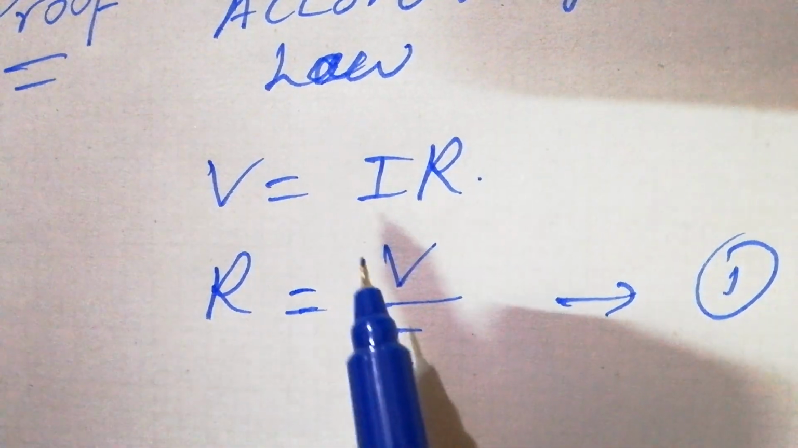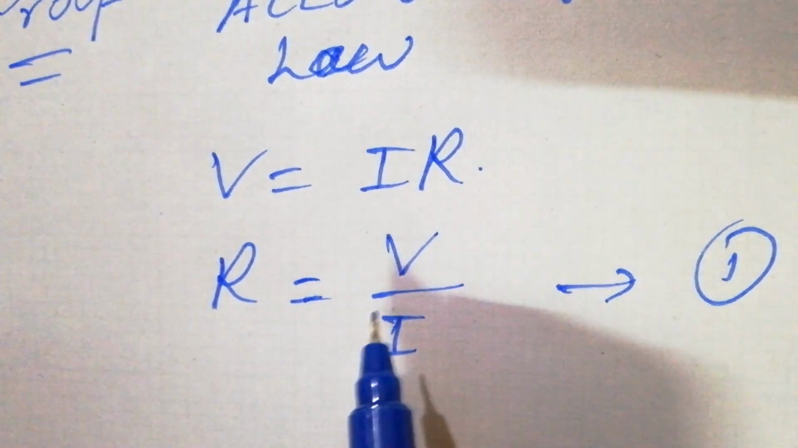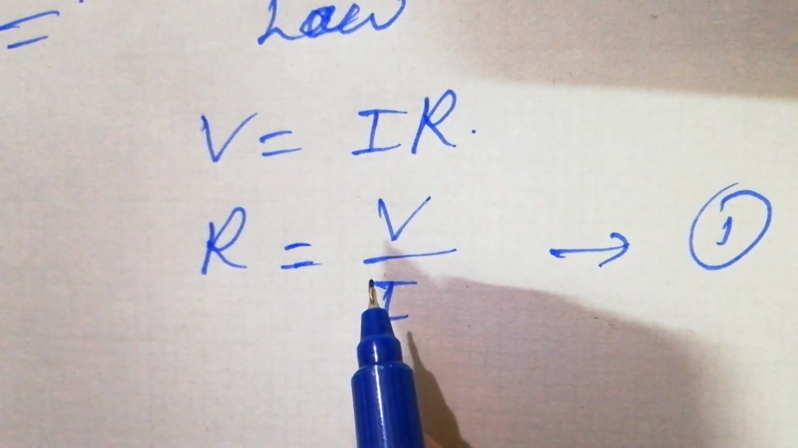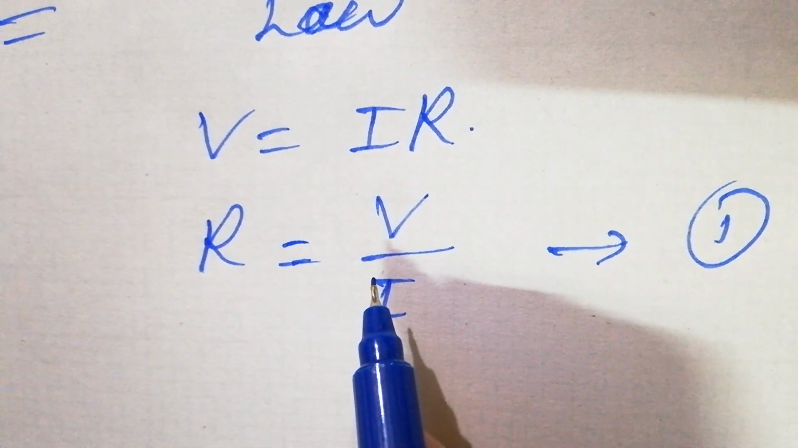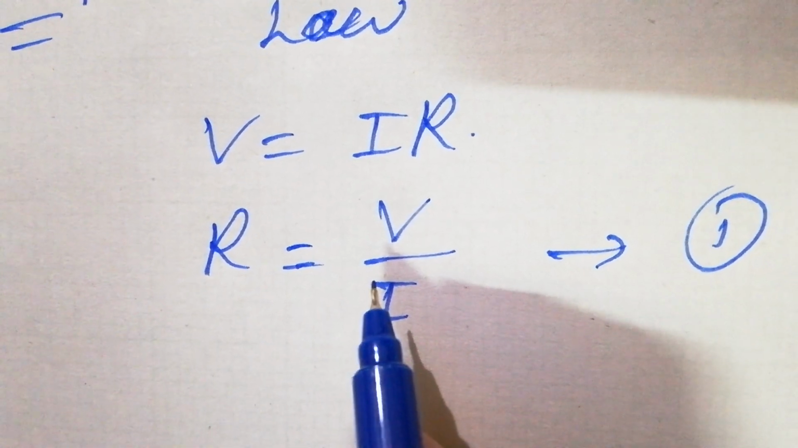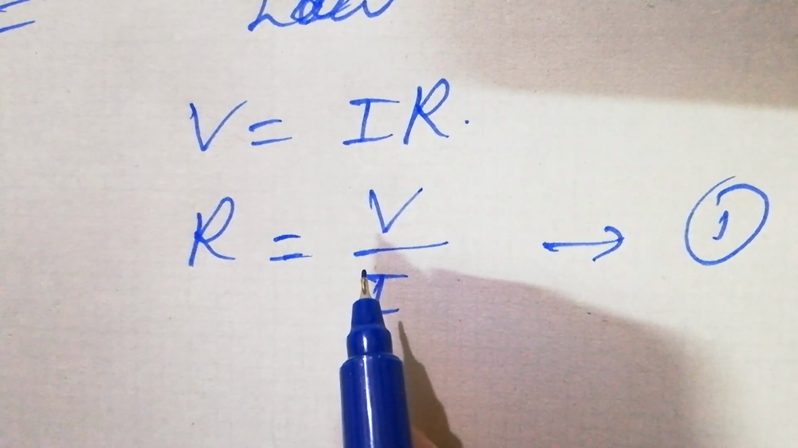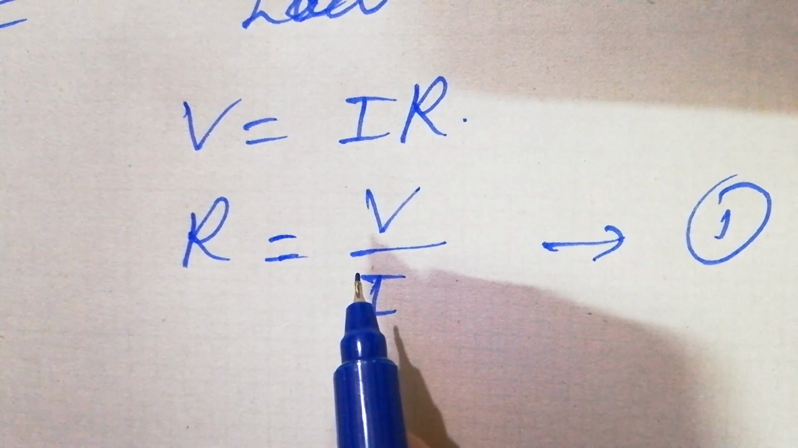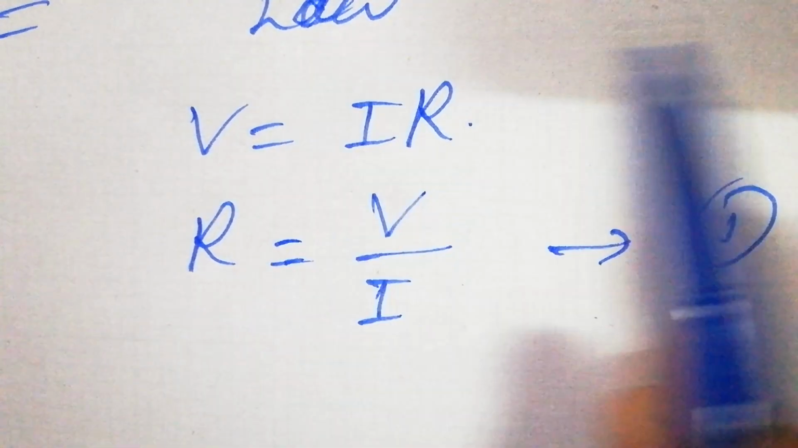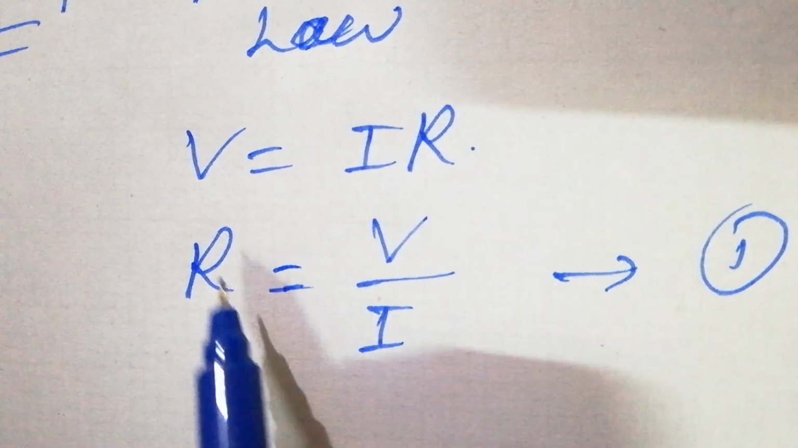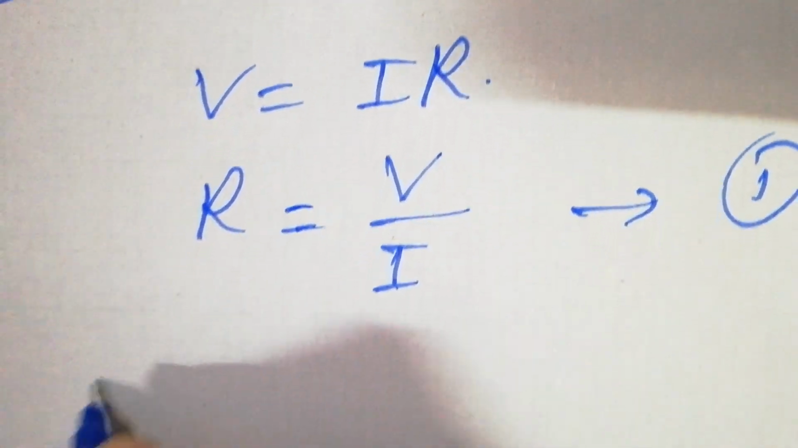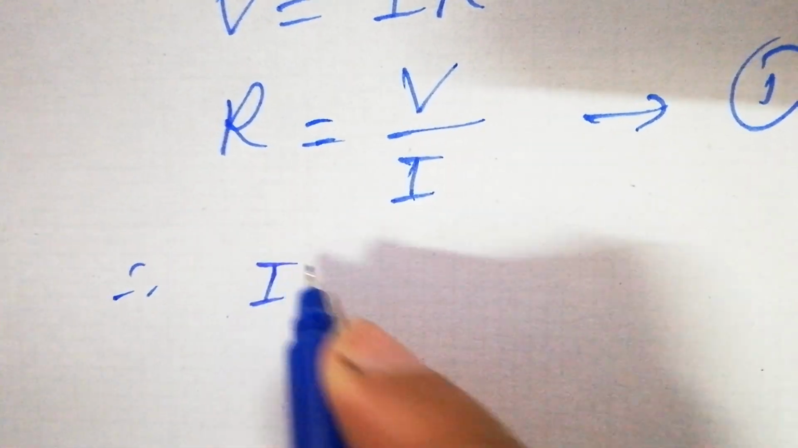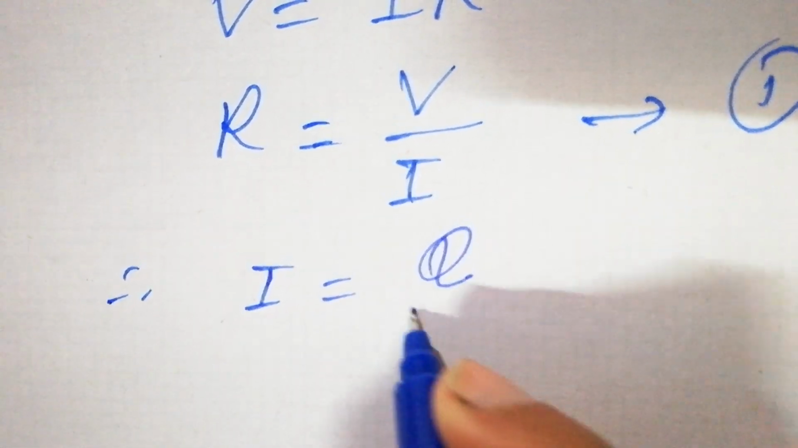Students, look at again here. We are proving that the product of R into C is equal to the time constant T, and ohm into farad is equal to second. So it's a very important short question of chapter number 12 of part 2 physics. Students, according to Ohm's law, V is equal to IR and R is equal to V over I, and we also know that I is equal to Q over T.